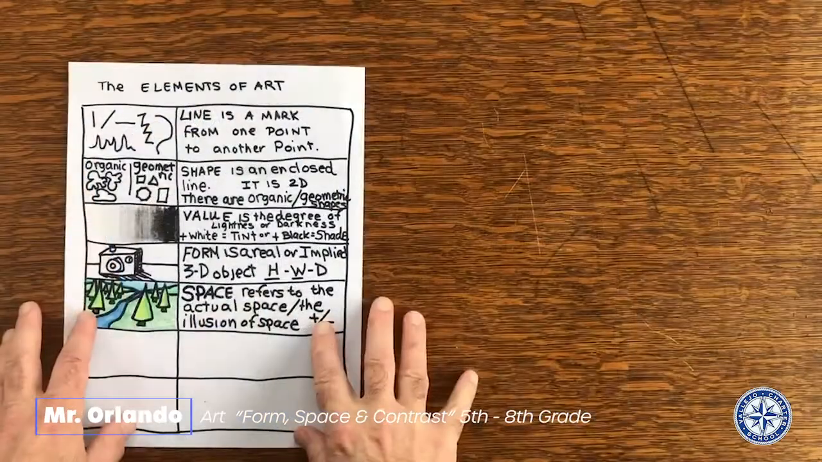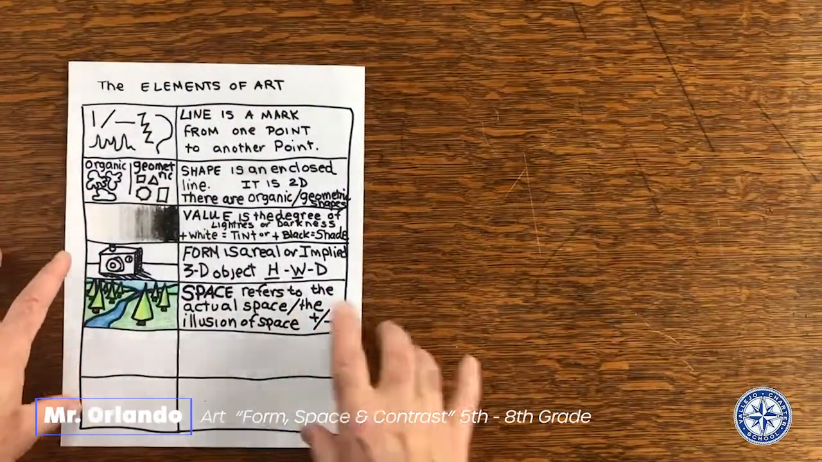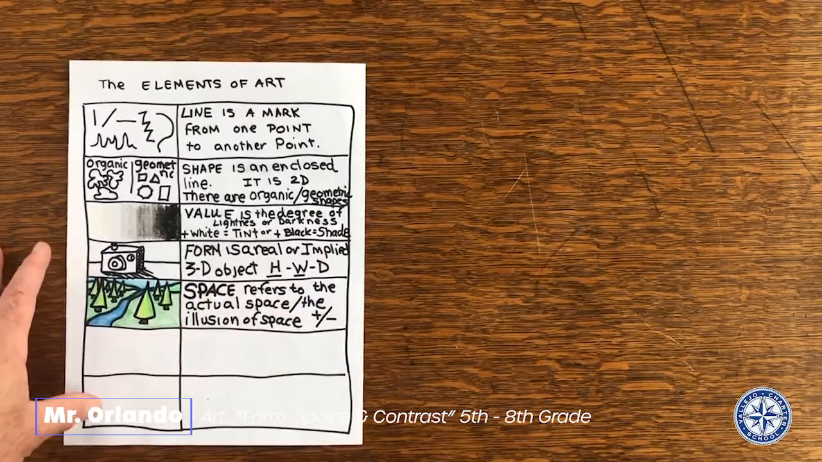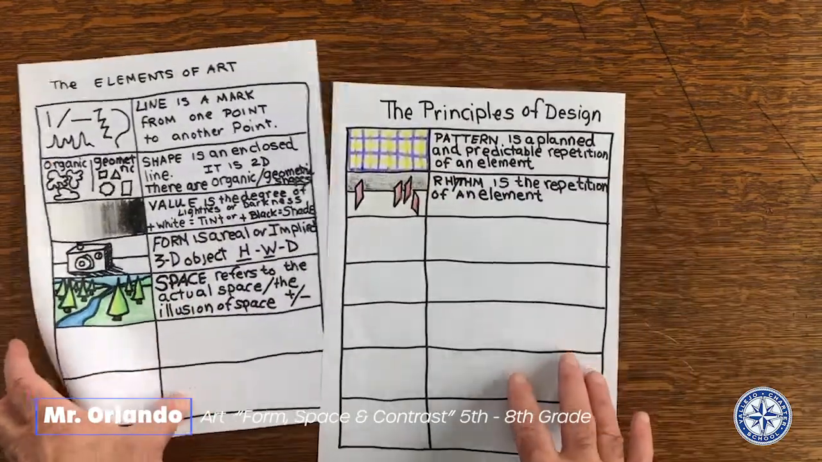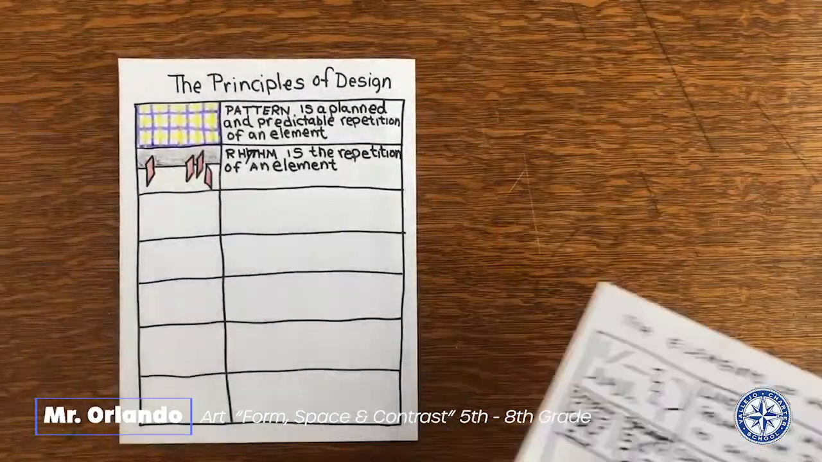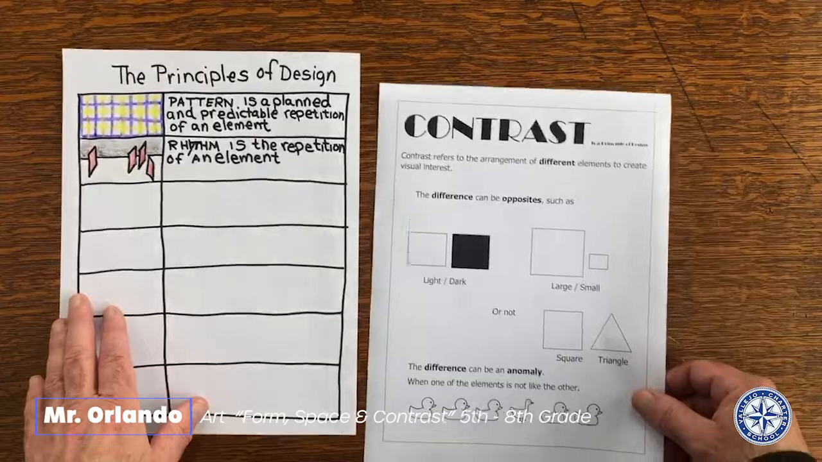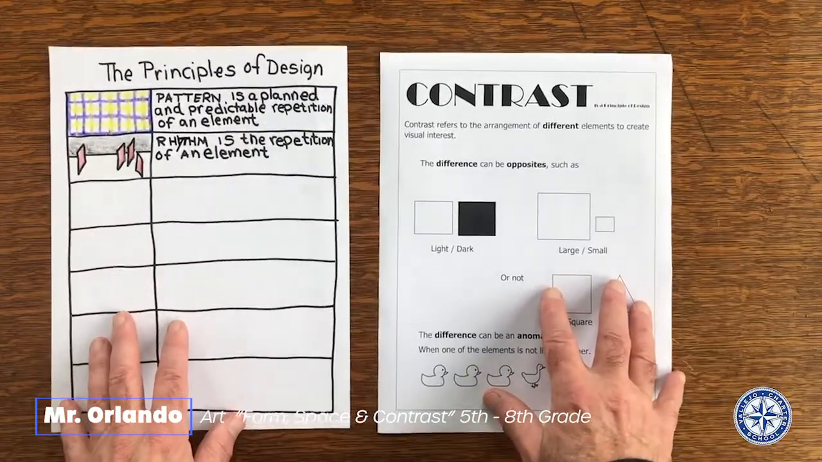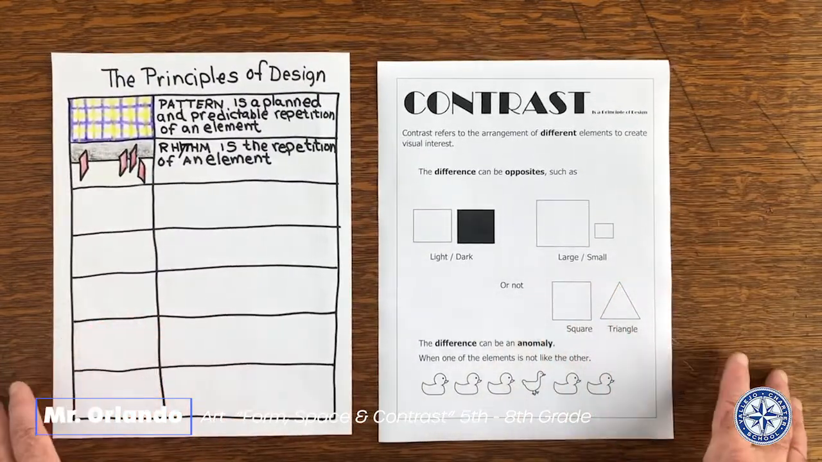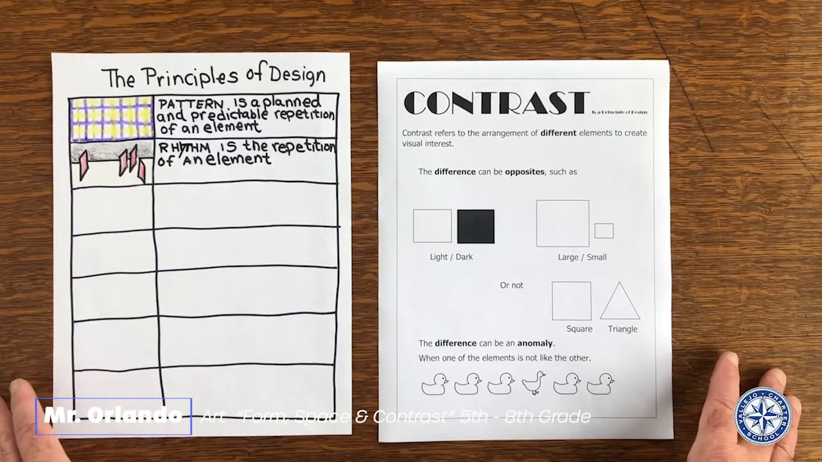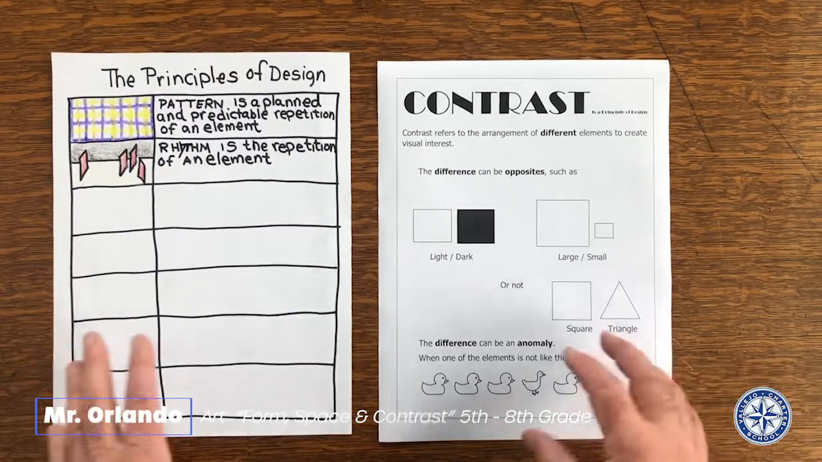Okay, now that we're done with the elements of art, form and space, we're going to move over to the principle of design that we've been working on. And this week what we're going to work on is the principle of design contrast. Now contrast refers to the arrangement of different elements to create visual interest.